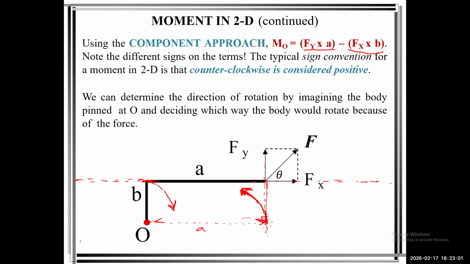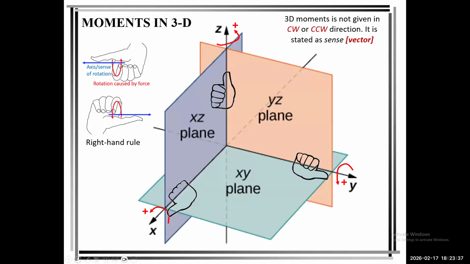So they are going in opposite directions. That is why one force is minus. So the sign is what tells you whether we get plus or minus, using the component of the force. So we can determine rotation by imagining the body pinned at O and deciding which way the body would rotate because of the force. So we can see that the Fy component is going anti-clockwise, while the Fx component is going clockwise. And so that one is minus.